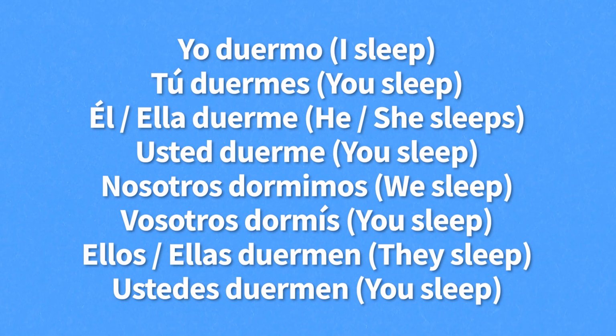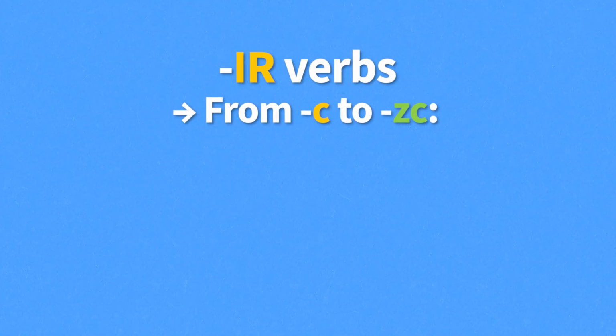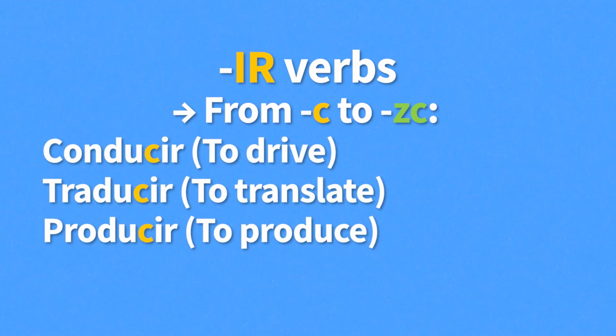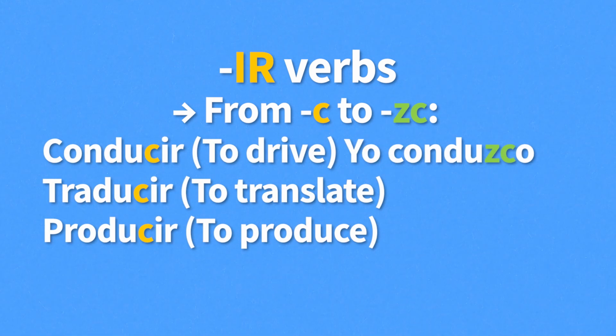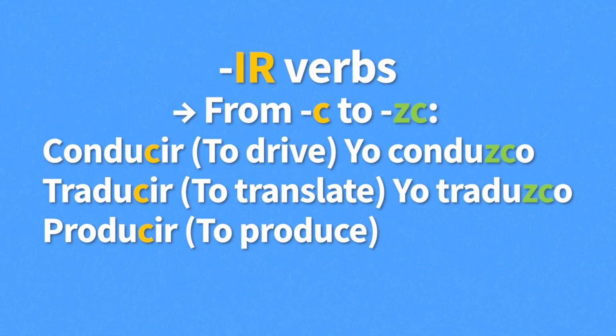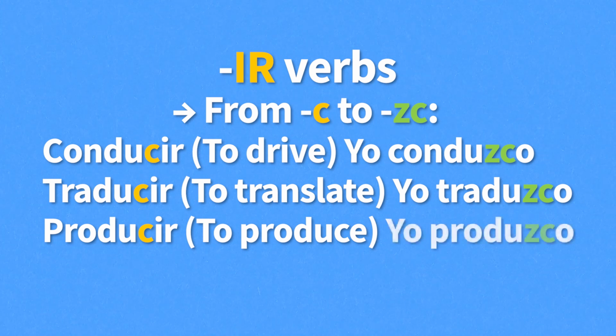Just like with ER verbs, IR verbs also have a stem change from C to ZC. This change includes verbs like conducir, to drive, which becomes yo conduzco, I drive. It also includes the verb traducir, meaning to translate, which becomes yo traduzco, I translate. And the verb producir, to produce, which becomes yo produzco, I produce.